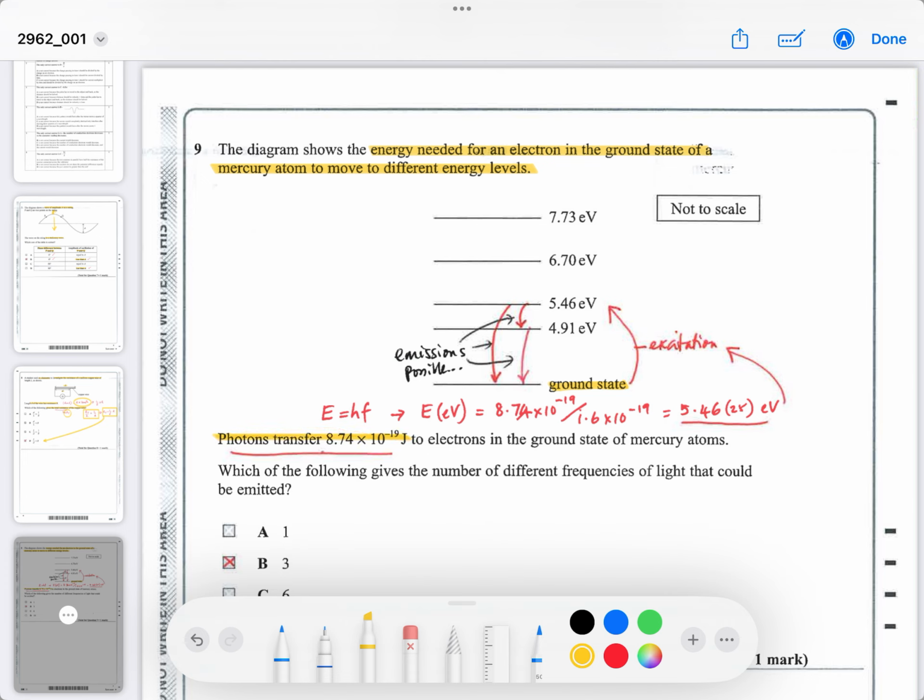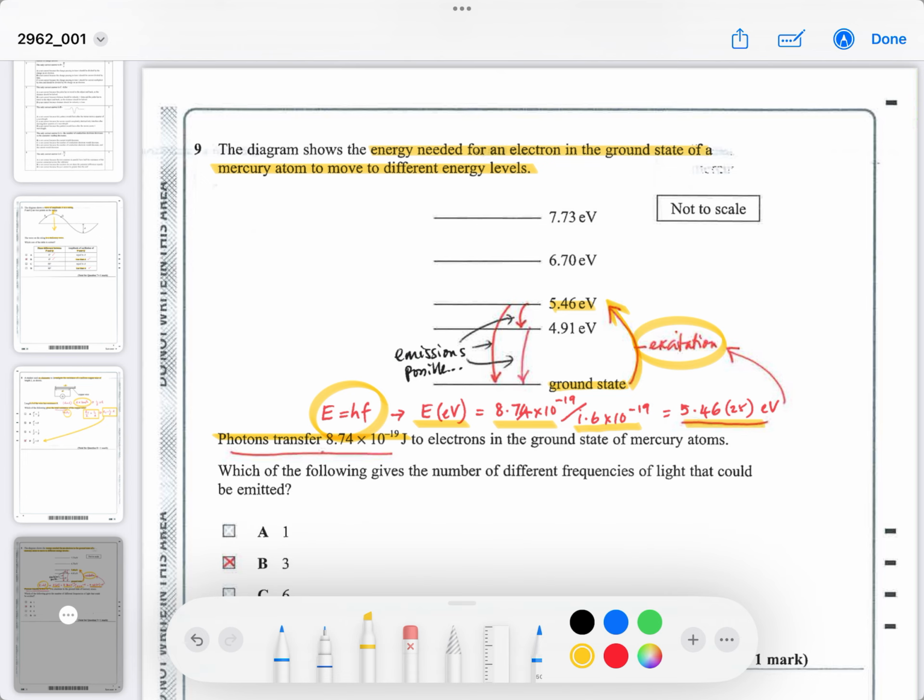So you've got to convert this photon energy, hf, into electron volts. The way you do that is you divide the joules by the charge of an electron, which is given to you in your data sheet, and you'll get the equivalent amount in electron volts. And you'll notice that this causes excitation from the ground state up to the energy levels, which corresponds with the photons which are absorbed. So basically those photons will be absorbed by mercury.